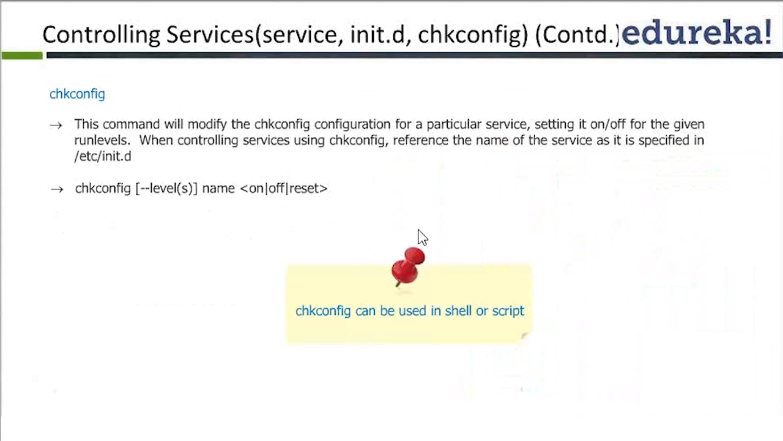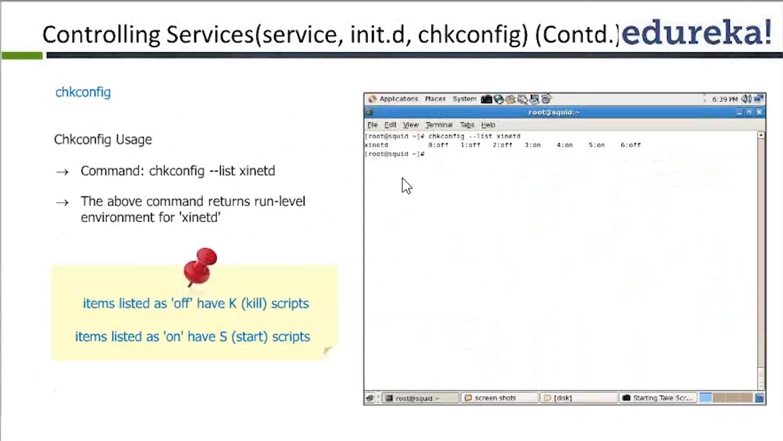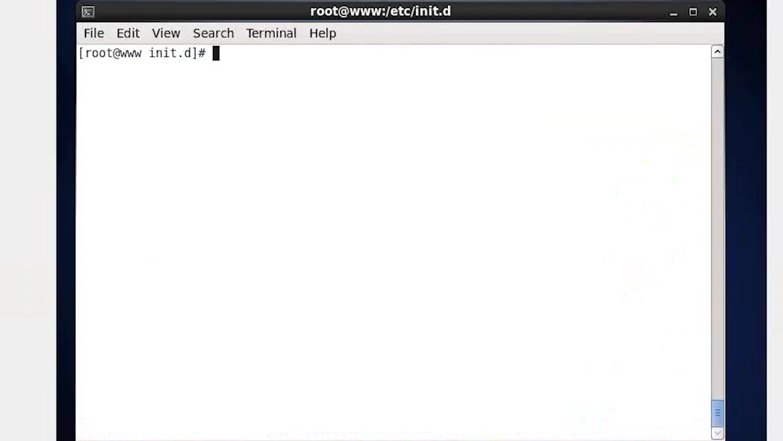I hope now you have a basic understanding of what a run level is, multiple run levels running in the system, and what happens when you switch from one run level to another. Let's take the existing services that are already installed. Using the chkconfig command, you can list all the services installed in our system. So chkconfig --list. Let's see that first.